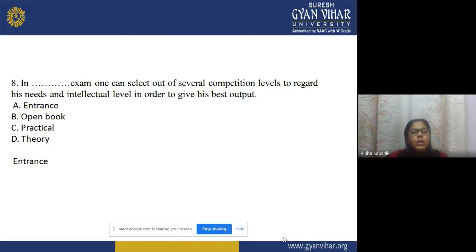Now the eighth one. In dash exam, one can select out of several competitive levels with regard to his needs and intellectual level in order to give his best output. Now the options are A. Entrance, B. Open book, C. Practical, and D. Theory. Now the correct answer is option A, that is entrance exam.